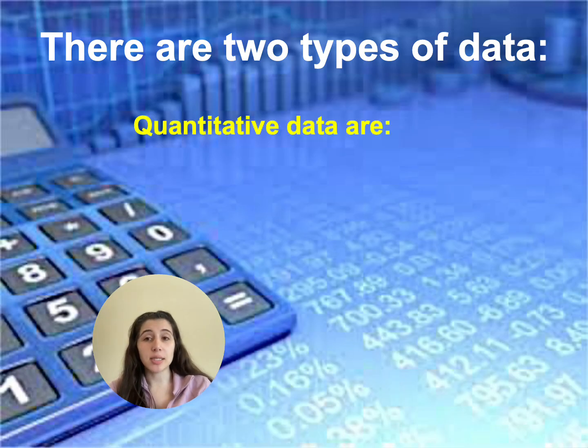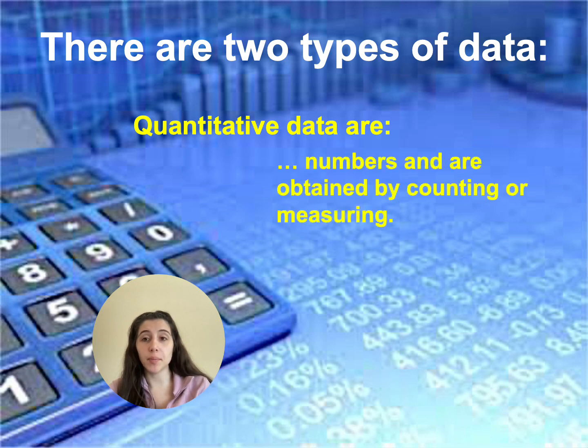Now, not all data looks the same. There's two main types. Quantitative data is all about numbers, things you can measure or count. So for example, I may say that the patient has a fever of 101 degrees Fahrenheit. 101 is a number, so that is quantitative data.